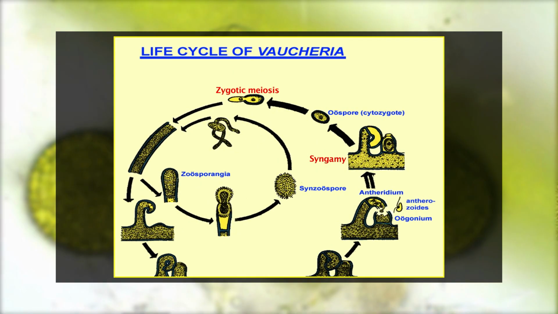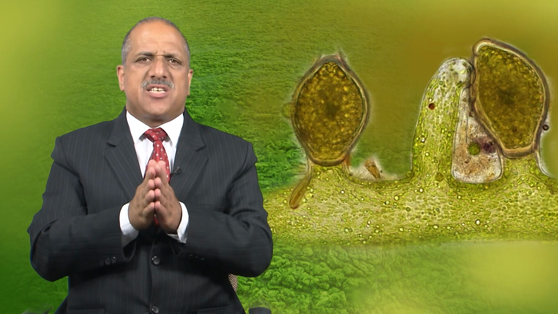From this, we conclude that the life cycle of Vaucheria is purely haplontic, characterized by zygotic meiosis and all other stages haploid. Gametes are formed mitotically and are therefore mitogametes. This is all about Vaucheria.